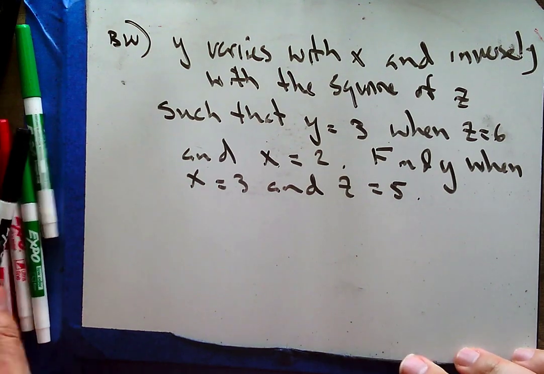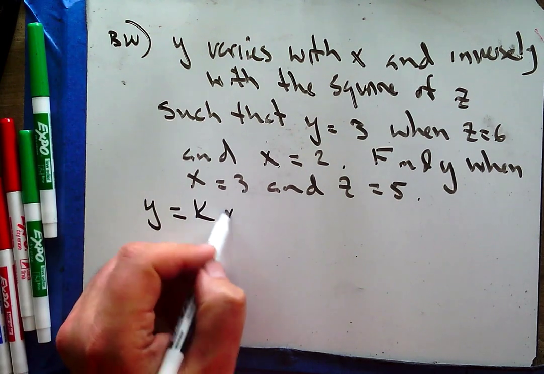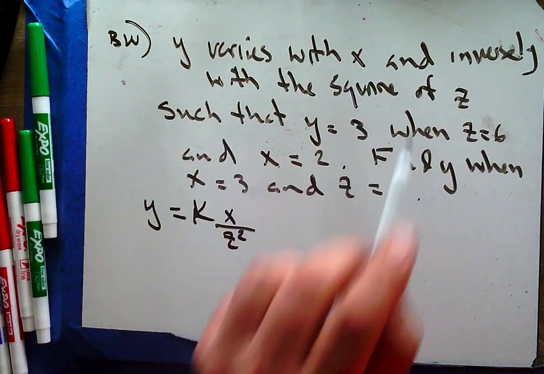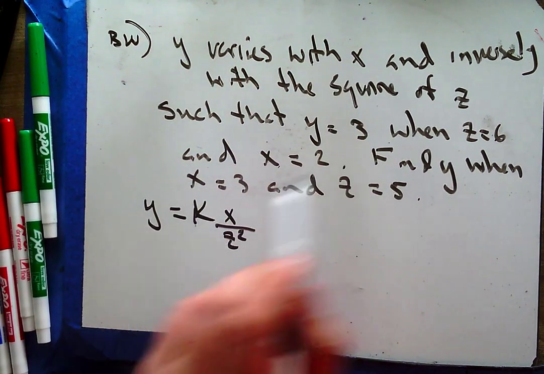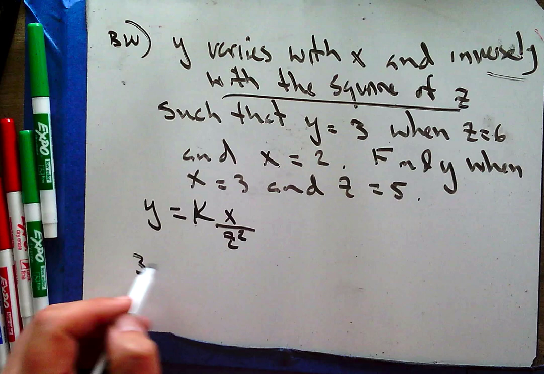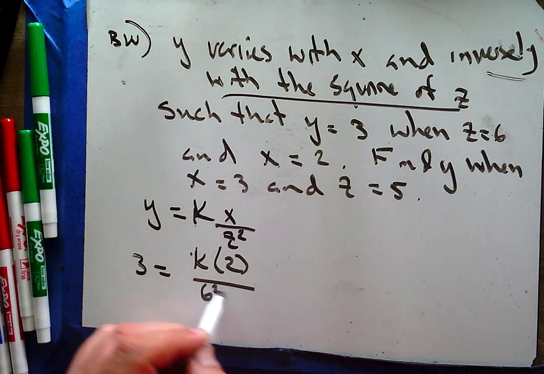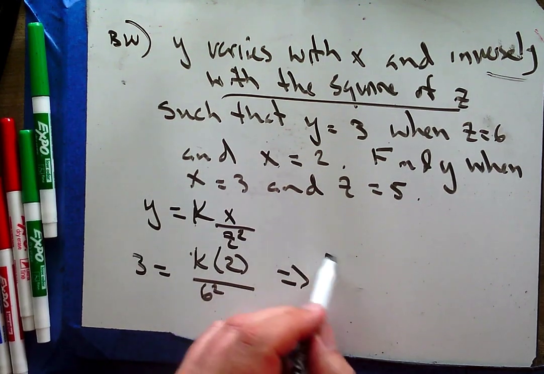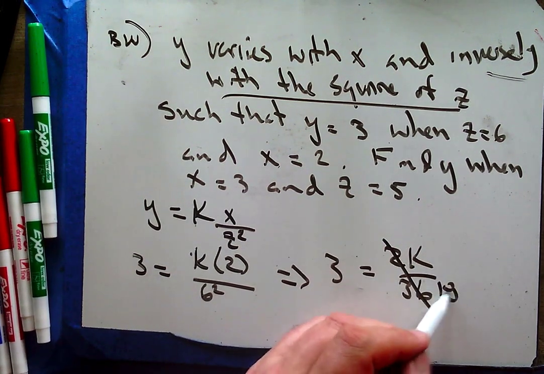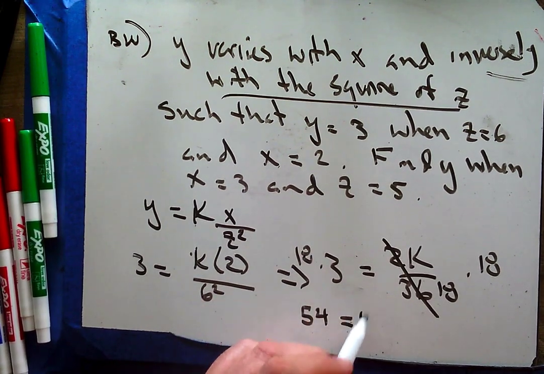Okay, so did you build this variation model where you said y equals k x over z squared? So we vary with x, don't forget the constant of variation, and inversely with the square of z. So when I plug stuff in, 3 equals k times 2 over 6 squared, it's going to be 3 equals 2k over 36. Guess that reduces to 18. And if I multiply both sides by 18, I get to 54 equals k.